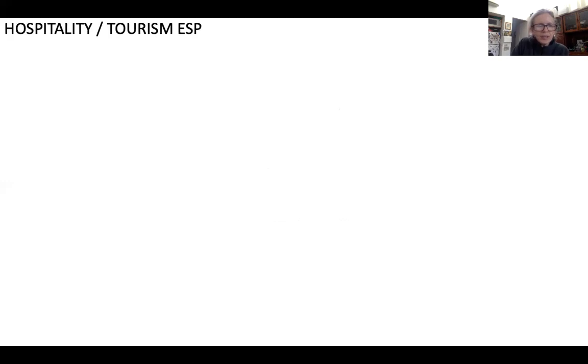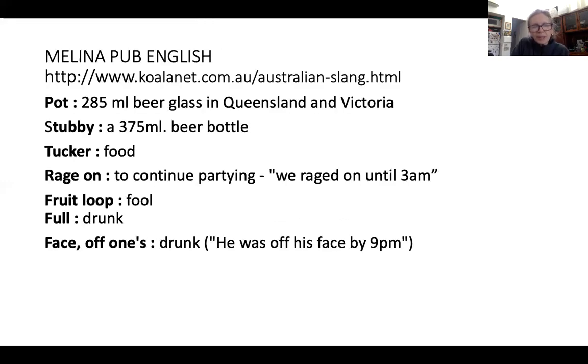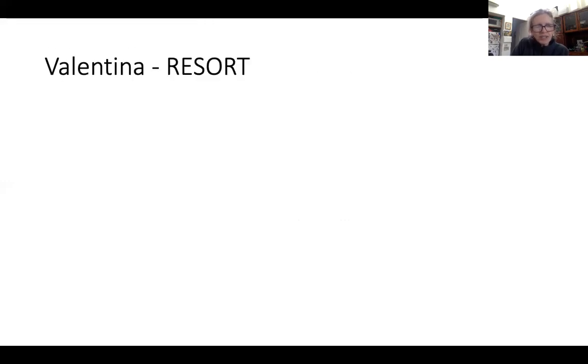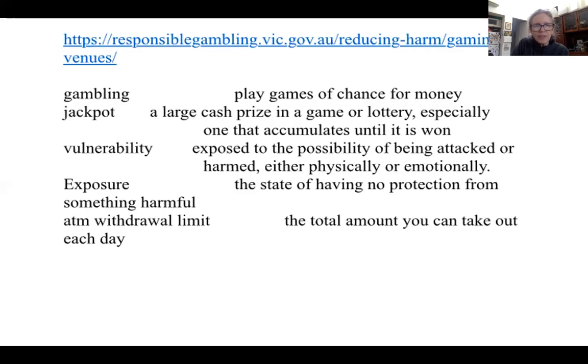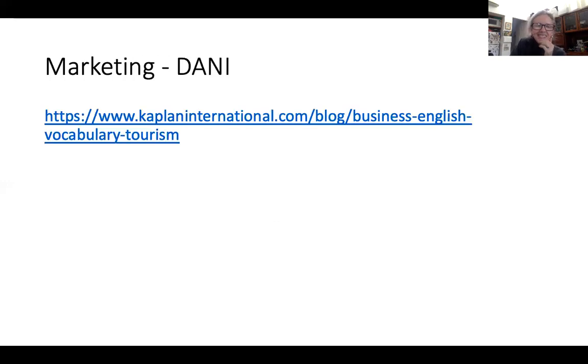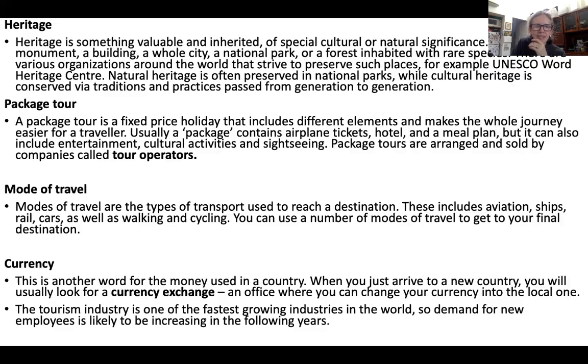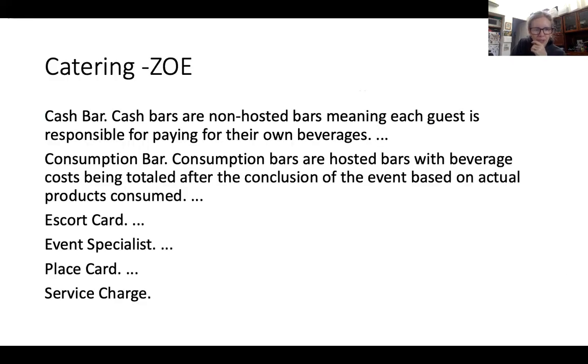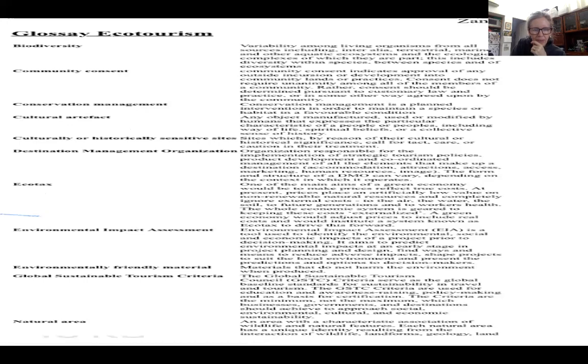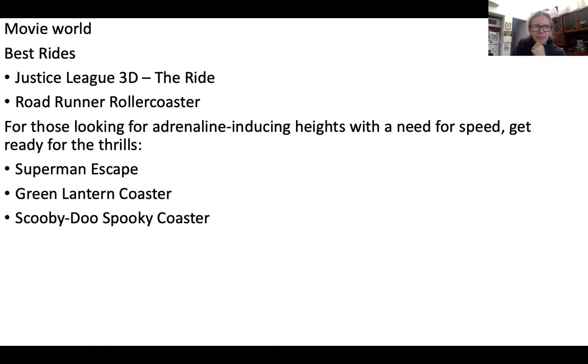What we're doing, we looked at the homework. Melina did pub English, Valentina resort, all the pictures are gone there, about gambling. Adina did cafes, pictures gone, types of coffee. Danny did looking at business English. Zoe did looking at catering. Elissa did ecotourism. Steph did theme parks.